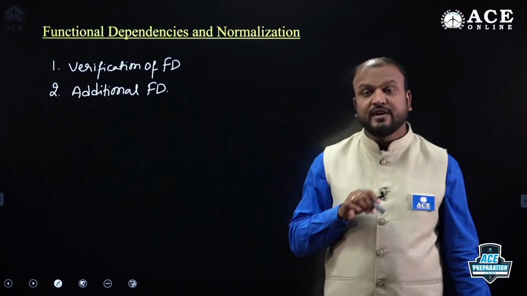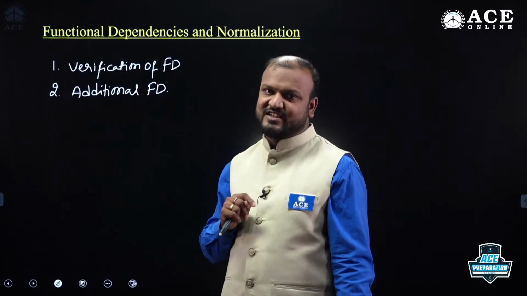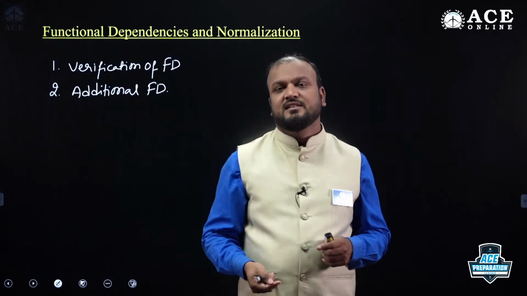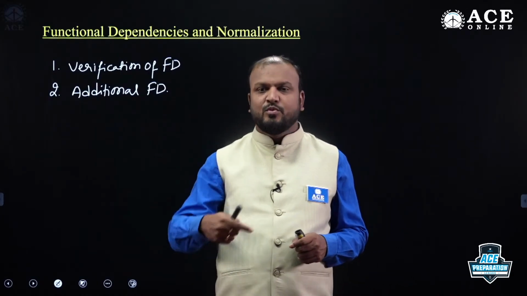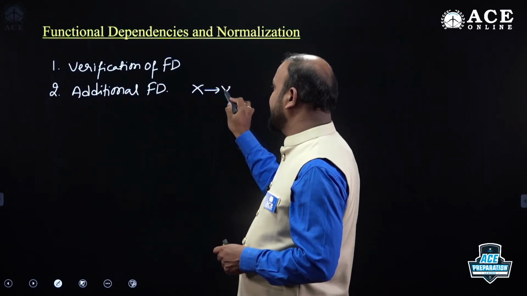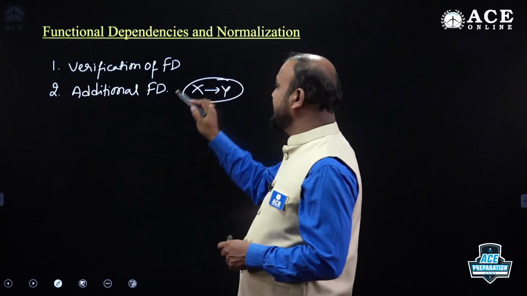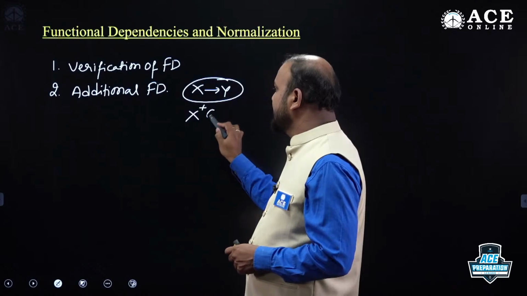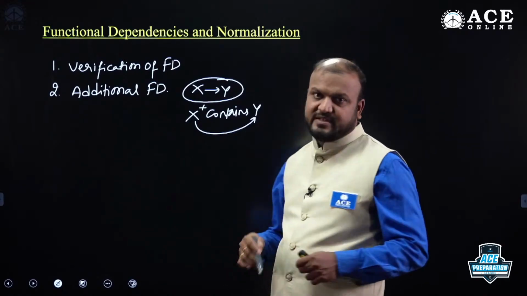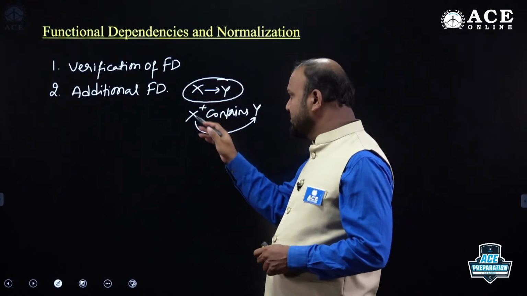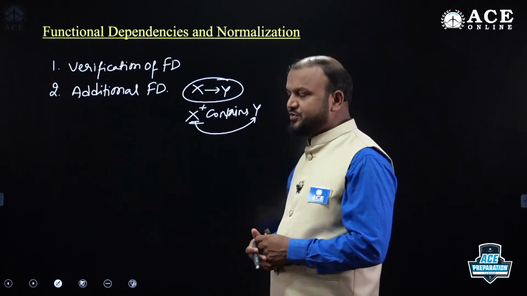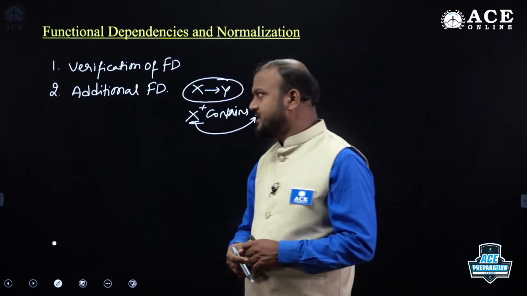Even in the GATE 2021 paper, there is one MSQ, a multiple selection question, where a relation with dependencies is given and it asks which of the following dependencies are satisfied, so more than one dependency is satisfied. How do we find additional dependencies? Suppose I want to find whether the dependency X to Y is possible or not. How is it verified? We have to check with the closure of X, and if the closure of X contains Y, we can say the dependency X to Y is possible. So to know whether a particular dependency is possible, we find closures. Questions are also asked on additional dependencies.